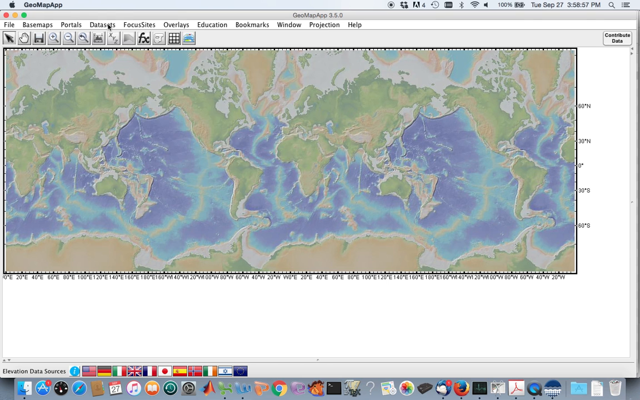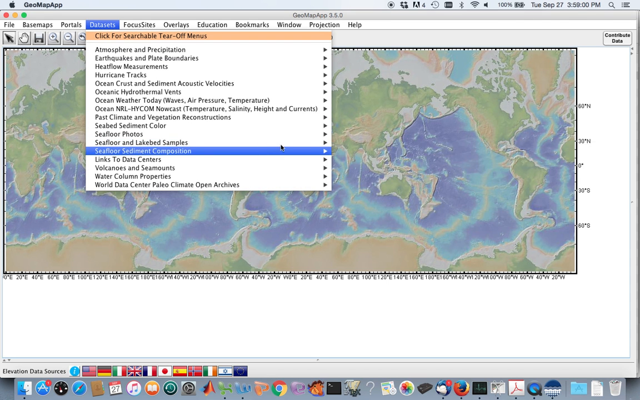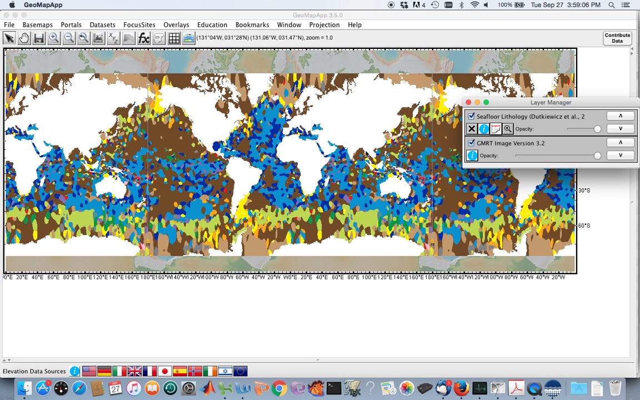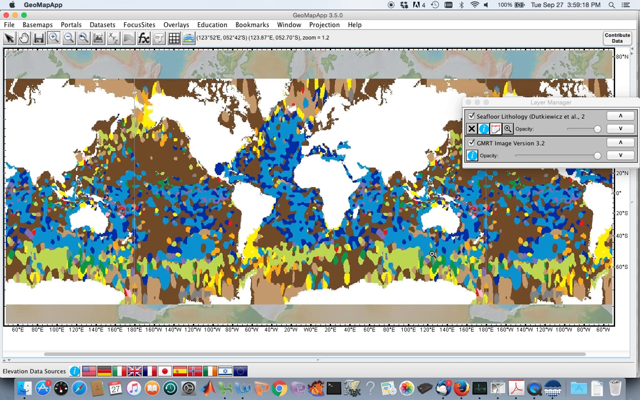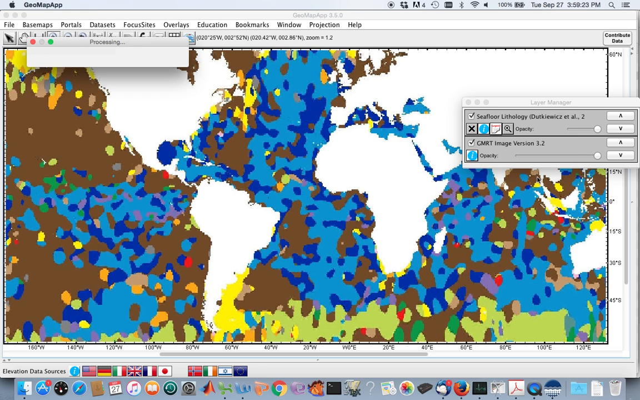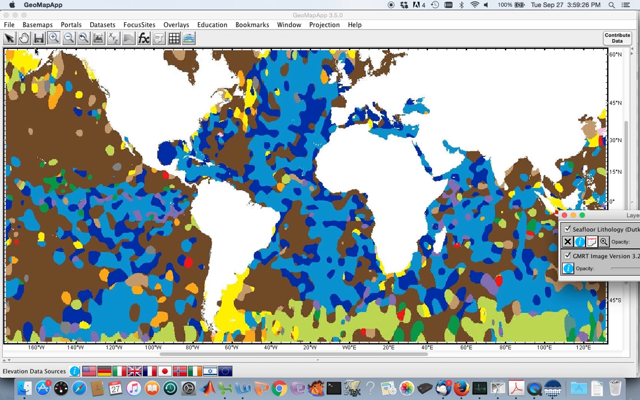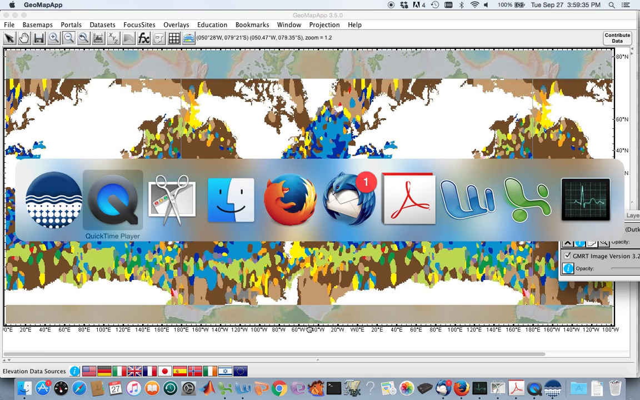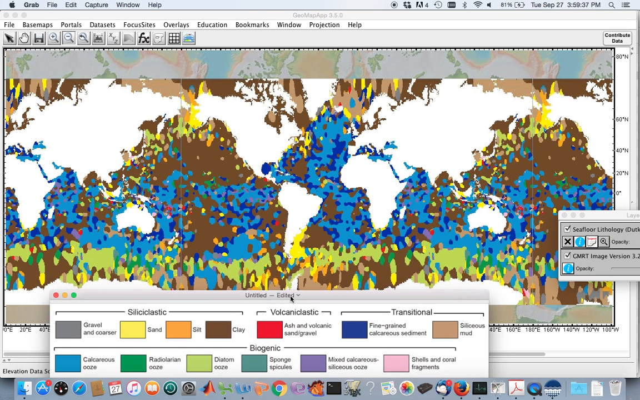So first, let's look at the distribution of sediments on the sea floor. Alright, so we have all these different colors which represent different types of sediments. So let's zoom in here. Alright, so what will help is if I pull up this legend which tells us what the colors indicate.